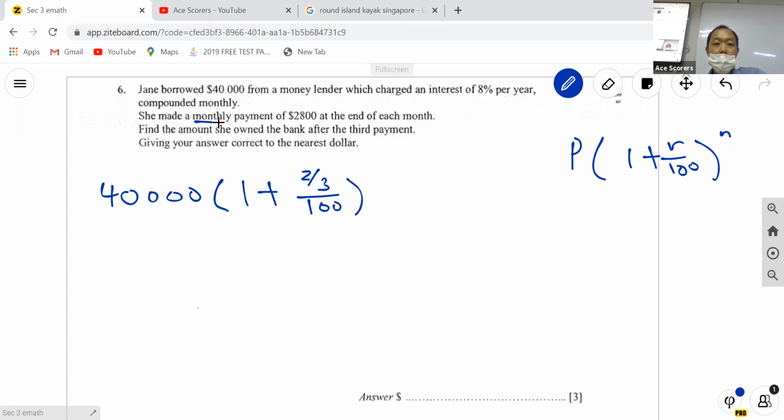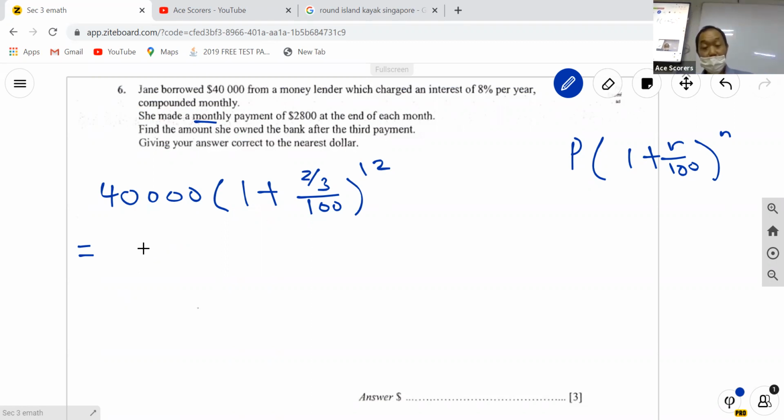Now this n is what amount you owe the bank after the third payment. Jane borrowed monthly, so the payment period is 1 year. Which means that this should be 12. Okay, have you all keyed in? What do you get for this value? 3.25 something? Is that possible? Because the calculator cannot do that.